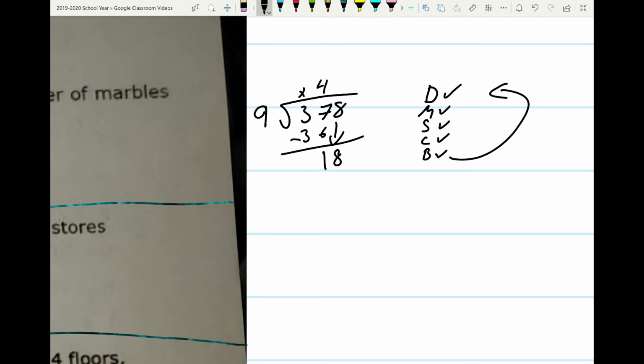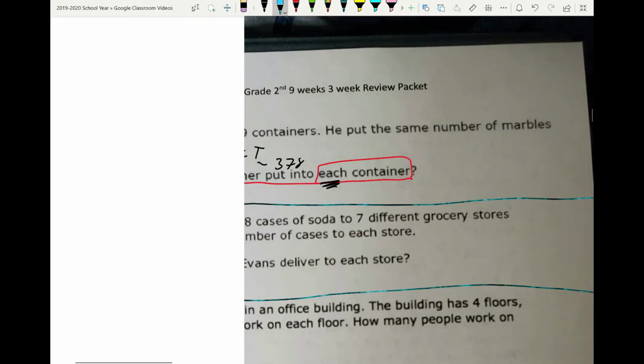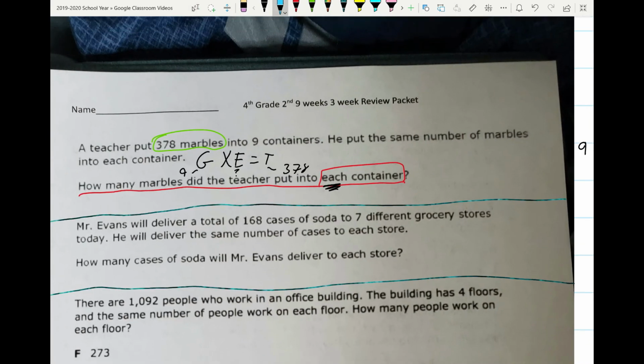How many times can 9 go into 18? At least 2 times. Divide. Now I multiply. 9 times 2 is 18. Now I subtract. 18 minus 18 is 0. Now I check, is my difference smaller than my divisor? Yes, it is. Do I need to bring anything down? Nope. So my answer is 42. How many marbles would the teacher put into each container? 42 marbles.